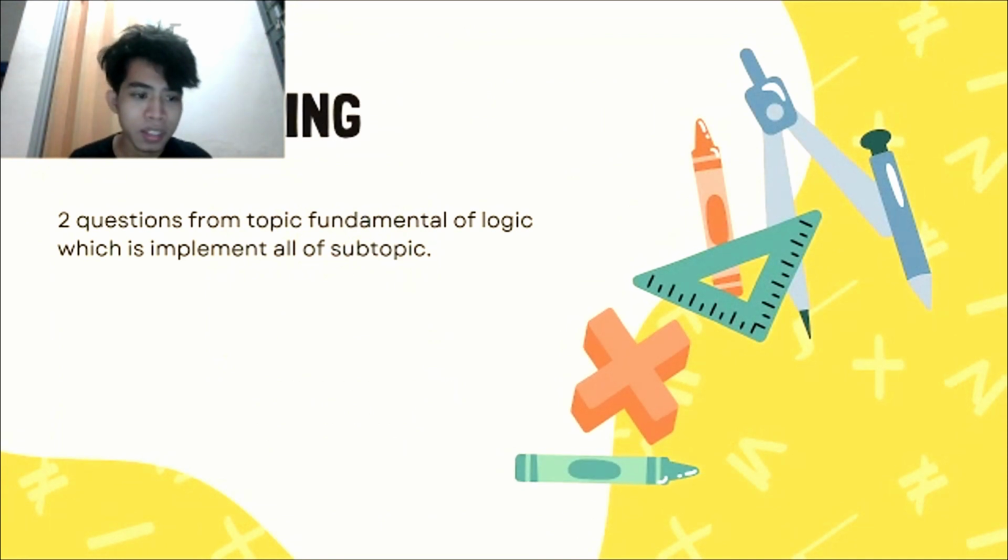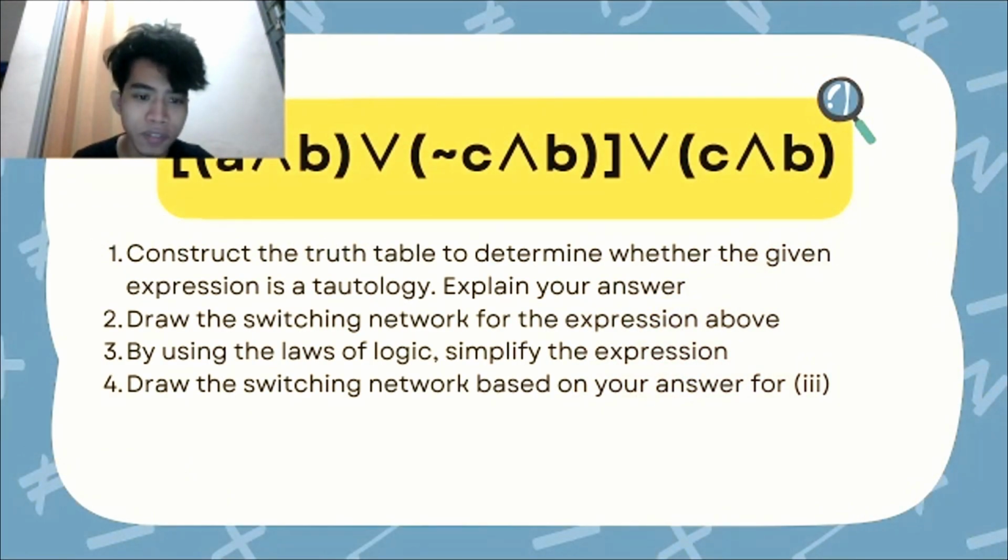So we will be presenting two questions from the topic Fundamentals of Logic, which implements all of the subtopics. This is the first question. The first question is to construct the truth table to determine whether the given expression is a tautology, and to explain the answer. The second is to draw the switching network for the expression above, the third is to use the laws of logic to simplify the expression, and the fourth is to draw the switching network based on the answer for the third.